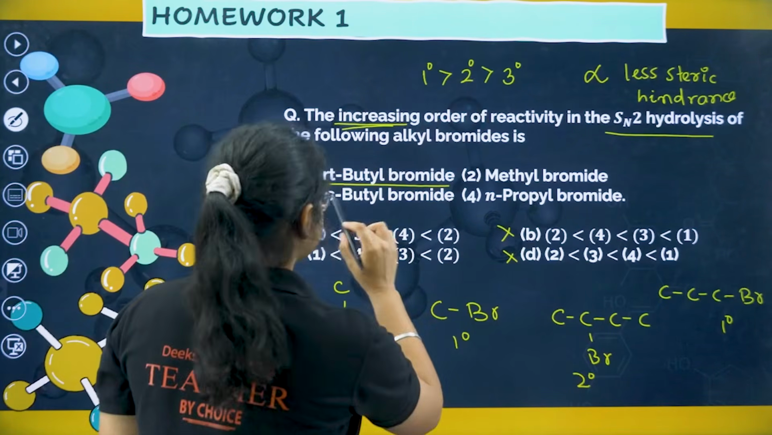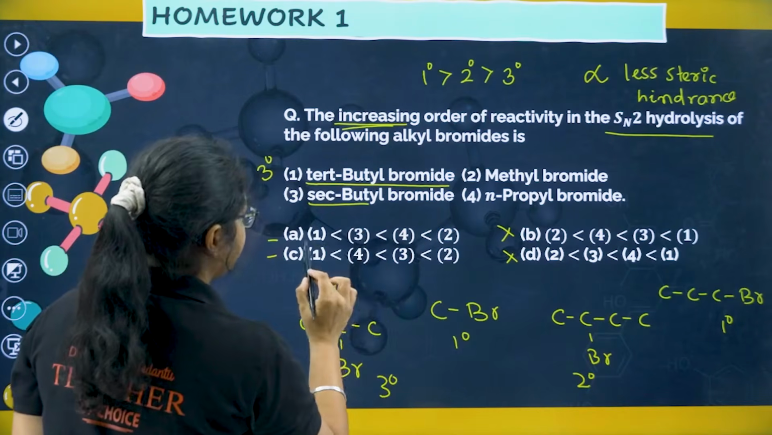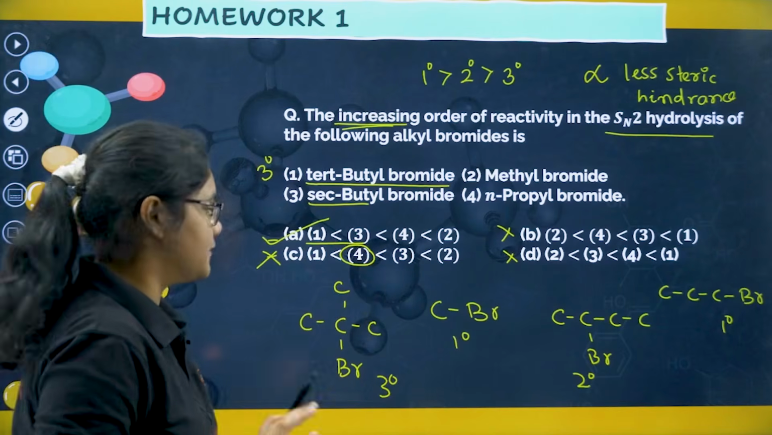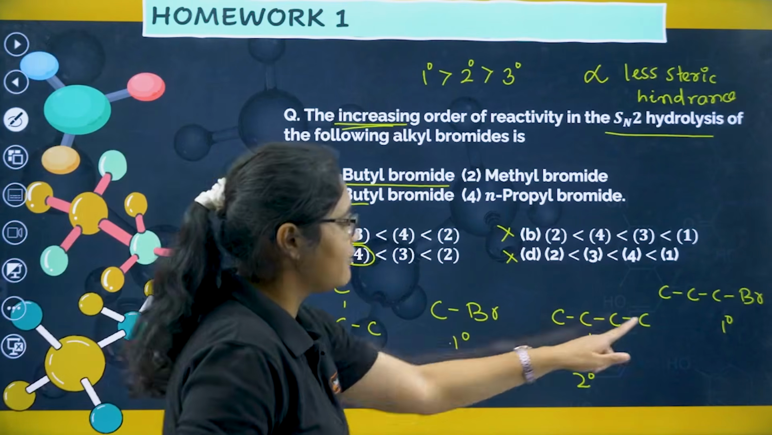So that is my one. After that I should have 3. So here I have 4, so I can eliminate this one. So this should be my answer. But let's check here. Okay, here I have both primary.